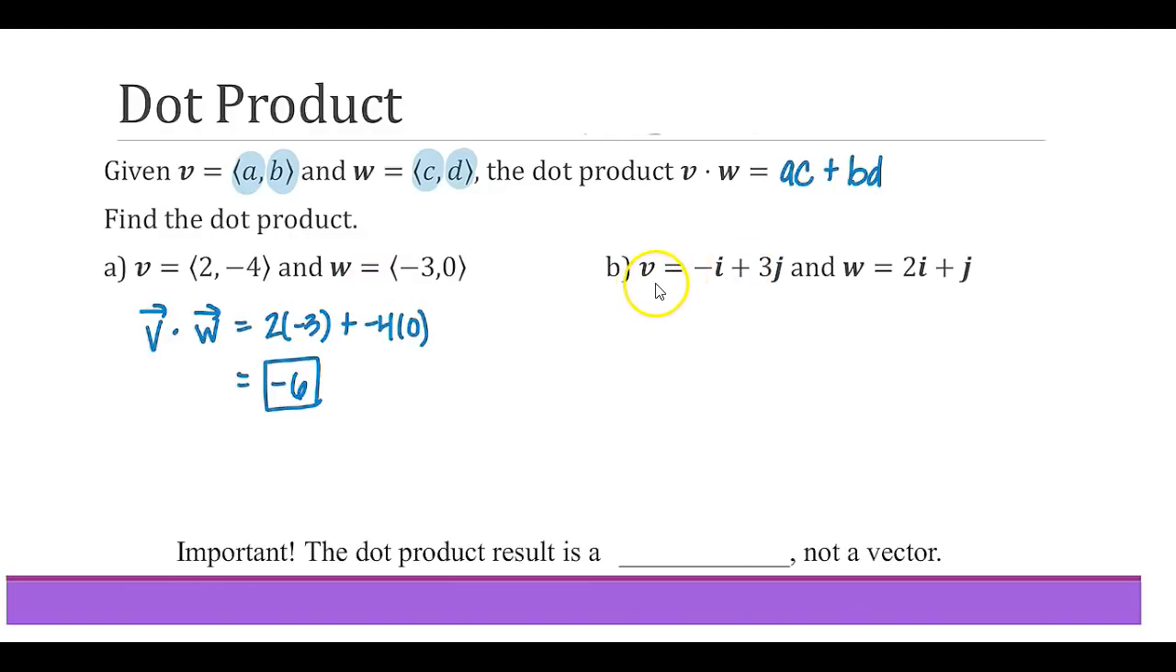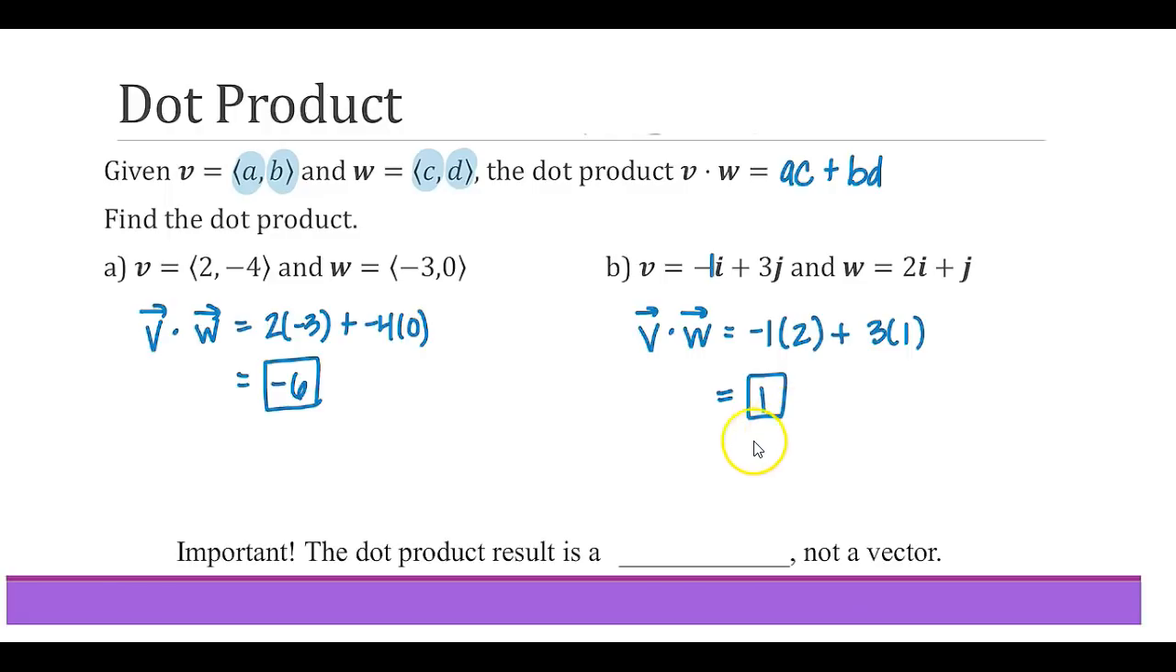In part B, we have two vectors, but this time in ij notation. So we're going to go ahead and apply our formula for the dot product. v dot w is going to be negative 1 times 2 plus 3 times 1. So we're taking, again, just those numbers in front of the i and the j. So we have negative 2 plus 3, or just 1, as the dot product.